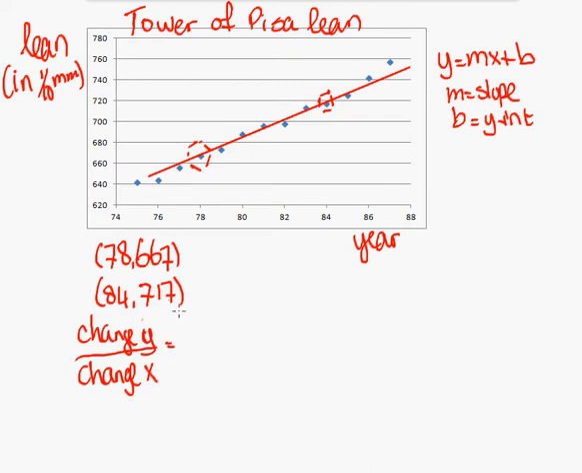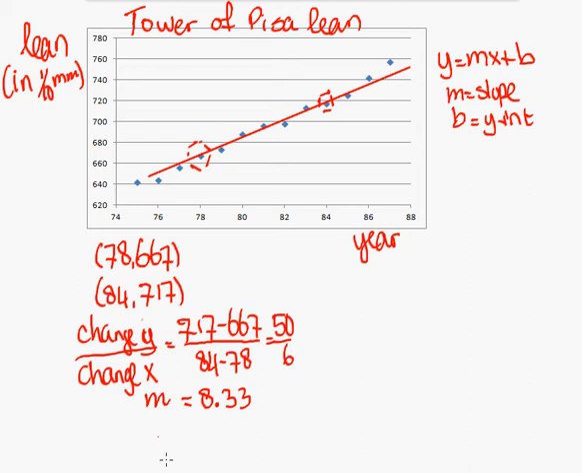So the change in y would be 717 minus 667. It's actually a pretty even number, right? That's 50. And then 84 minus 78 over here. So the top is 50, and in the bottom I get 84 minus 78, which is 6, and then I need to do 50 divided by 6, because in this case you don't really want to leave it as a fraction. This is a word problem, so this is 8.3 repeating, so I'll use 2 decimals on this one. So here's my slope.